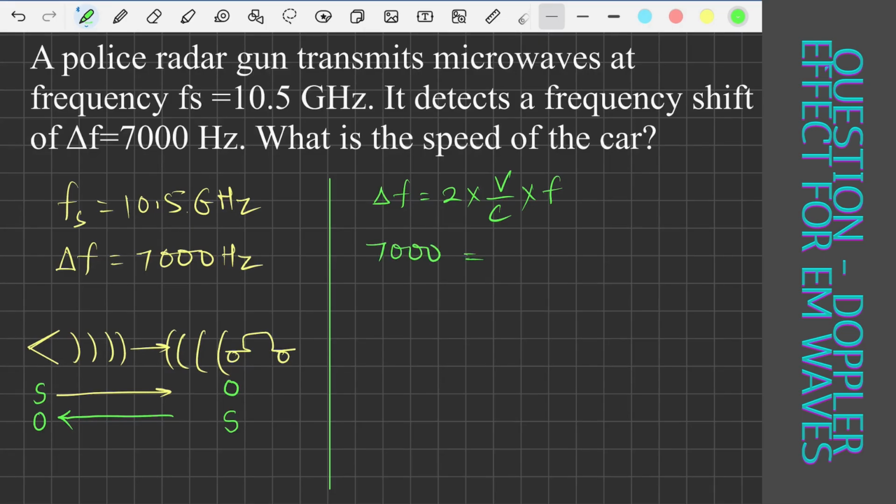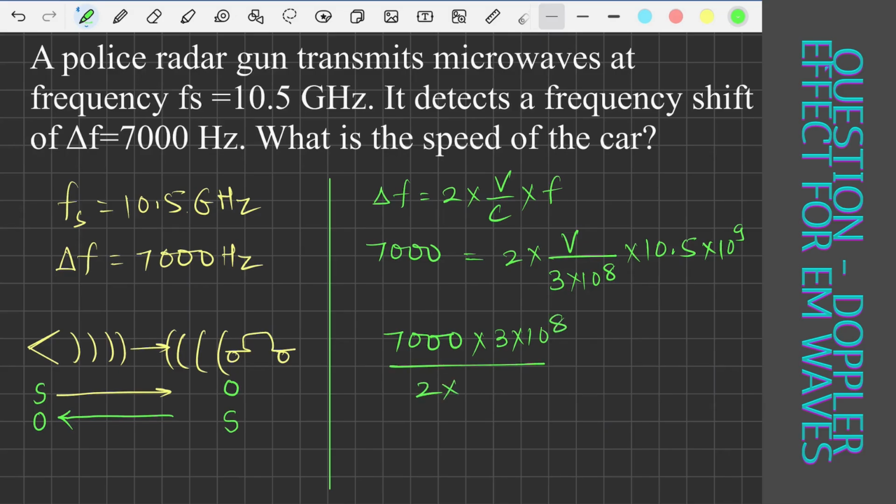7,000 equals to 2 into speed of the vehicle, which we need to know, and the speed of light we already know, 3 into 10 power 8, and original frequency is given to us, that is 10.5 gigahertz, means 10 power 9 hertz, so 10.5 into 10 power 9 hertz. If we rearrange it, we will get something like this: 7,000 into 3 into 10 power 8 divided by 2 into 10.5 into 10 power 9.